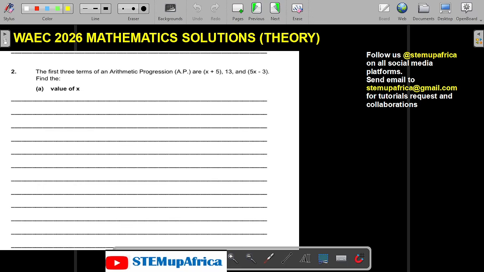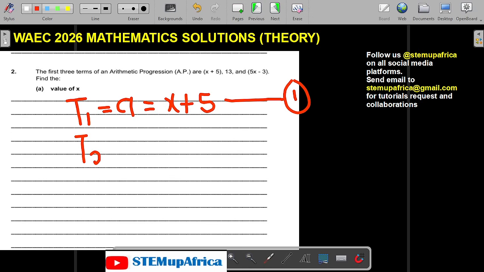So let's go to question 2a. Question 2a says the first three terms of an arithmetic progression are this, and this. You should find the value of x. First three terms means the first, second, and third. It simply means that my first term, t1, the value is a, which equals x plus 5. Let's call it equation 1. Then the second term, which is my t2, is 13, which is written as a plus d. Second term is a plus d, which is 13. Let's call that equation 2.